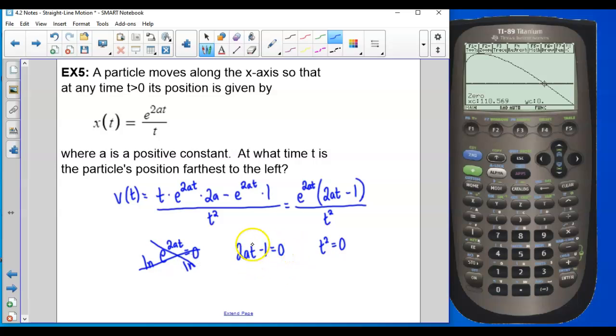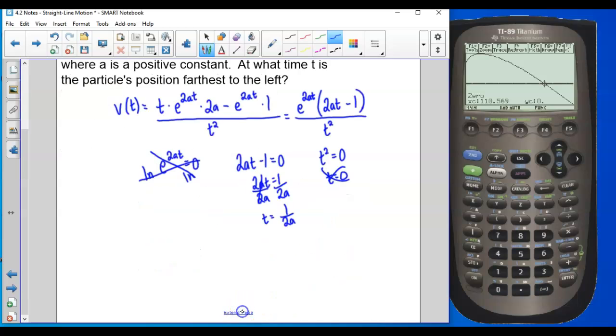Right here, if you're solving for t, then you would move the 1 over. You've got 2at equals 1, and you would divide both sides by 2a, because remember, a is just a number. And you get 1 over 2a. And in here, t squared, you just get t equals 0. But we're looking where t is greater than 0, so that's not really going to help us a lot either. So the one place where my derivative is going to switch sign has got to be right here at 1 over 2a. And the problem tells me that a is a positive constant. So I do know that a is a positive number.